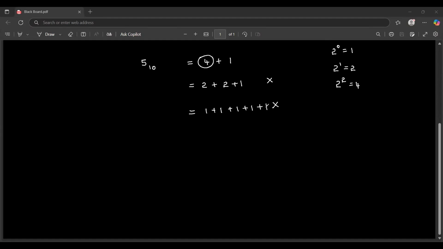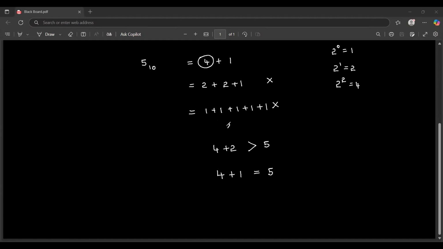Why? 4 plus 2 will be 6, and that is greater than 5. We have to make sure the sum is equal to 5. So we can go 4, then we can go 1. So that will be equal to 5.